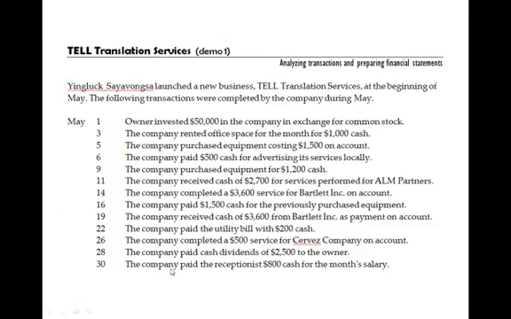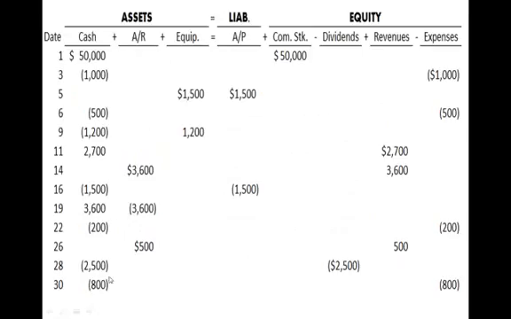And the last one, the company paid the receptionist $800 cash for the month's salary. So we've got cash going out, so here's our decrease in cash, and recording salaries expense. So we have all of our transactions recorded, all of our transactions for the month.